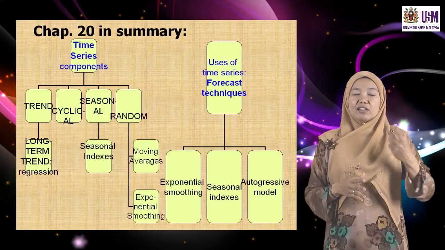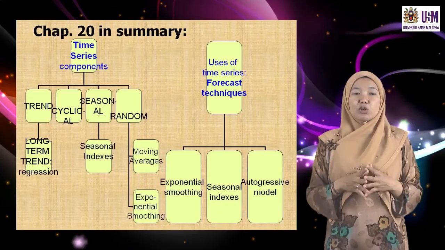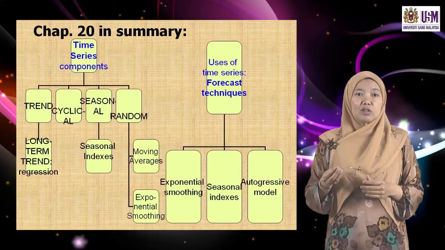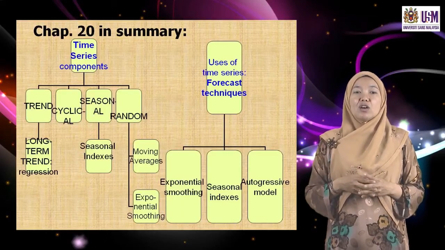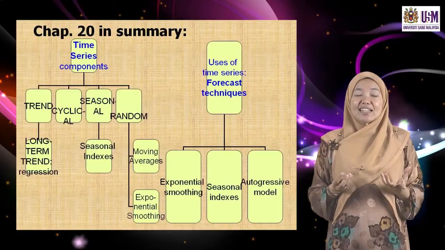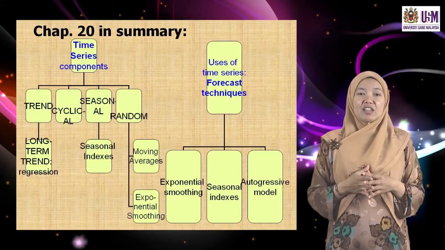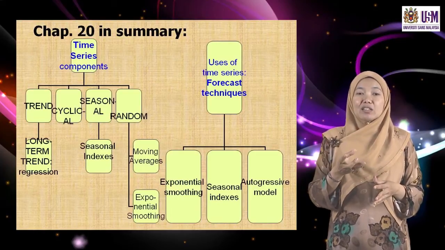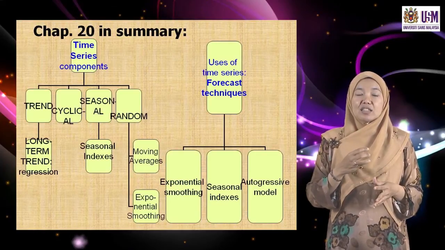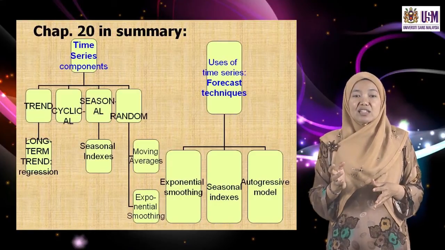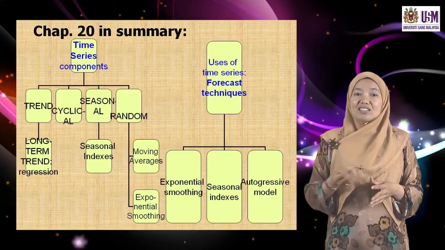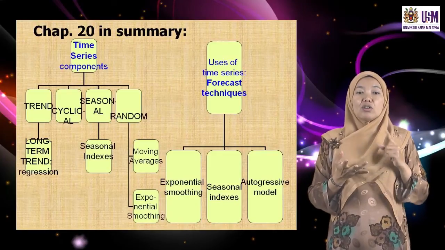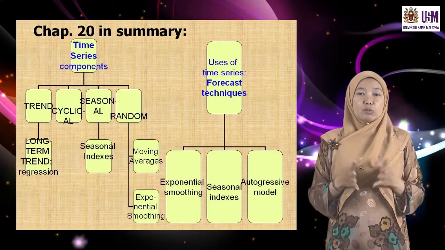Okay, if you look at the trend component, you can measure the long-term trend value from the regression line. As for the seasonal variation, how do you measure it? By calculating your seasonal indexes. As for the random component, from the word random, it is something that you cannot predict, something out of the ordinary that does not occur systematically. What you need to do is take out this random component by using the method of moving averages, or you can use the method of exponential smoothing.